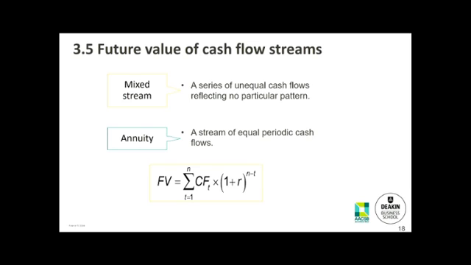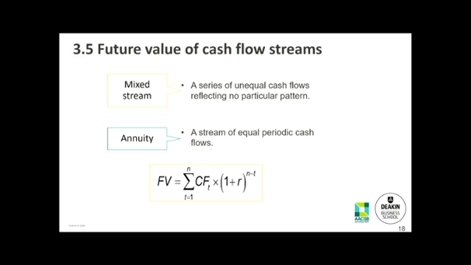And that leads us to the next topic: future value and present value of cash flow streams. Let's talk about future value of cash flow streams first. Okay? Generally speaking, there are 2 different types of cash flow streams. The first one is the most common, named the mixed stream of cash flows. The second one is named annuity, and I will talk about annuity later, okay?